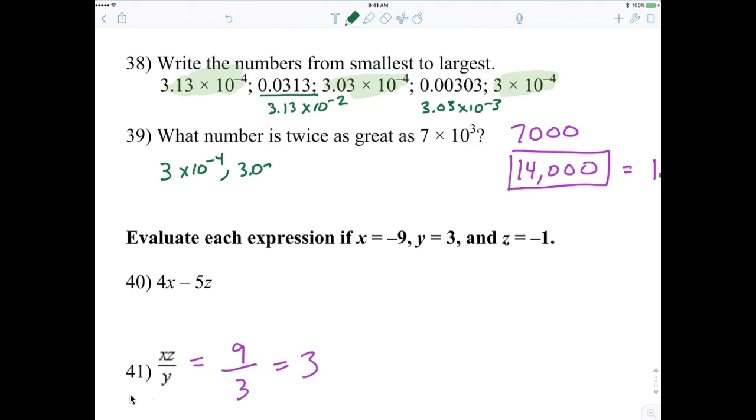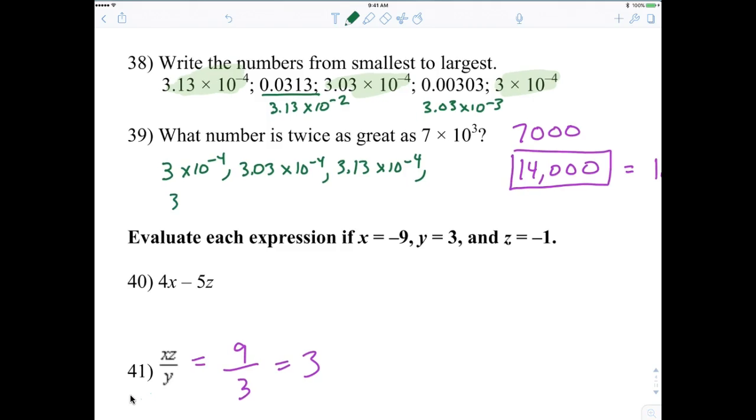3.03 times 10 to the negative 4. Then 3.13 times 10 to the negative 4. Is everybody okay with that? And then it would be now comparing, the smallest would be the negative 3. So then it would be 3.03 times 10 to the negative 3, and then 3.13 times 10 to the negative 2.